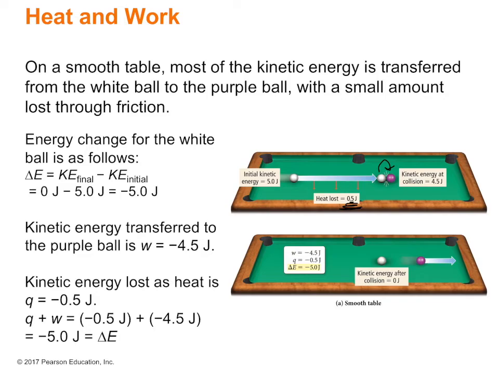Energy change for the white ball is as follows. So the change in energy is kinetic energy final minus the kinetic energy initial. Well, the final kinetic energy is 0, because it loses all of its kinetic energy. The kinetic energy initial is what we started off with. Okay, so we started off with 5 joules. We ended up with 0 because it completely stopped right here. And so that's going to be negative 5 joules.